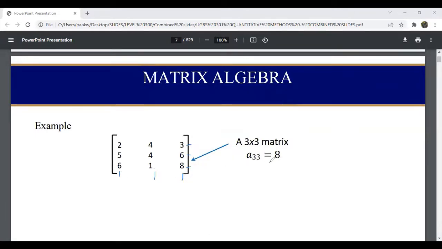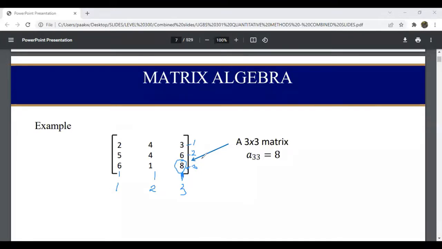Now the reason why they've written 833 is that the element 8 here is found on the third column. This is the third column, second column, first column. This is the first row, second row, and third row. The reason why they've written 833 is that the 8 here is found on the third row and the third column. You get it?